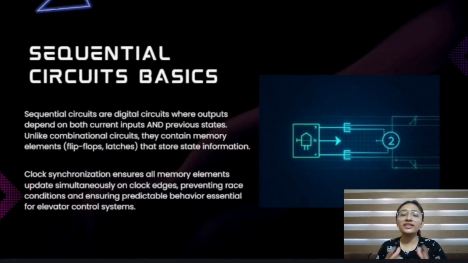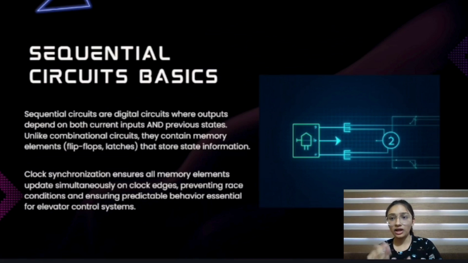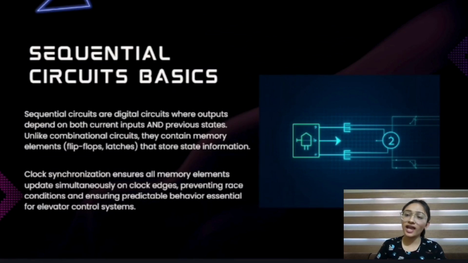Now let us see where sequential circuits are used and why they are used here. Sequential circuits are different from combinational circuits because their output depends on the current inputs and the previous state. This means that the circuit has memory. This memory is essential in an elevator system because the controller must remember the current floor, pending requests, and movement direction. Clock synchronization ensures all changes happen in an organized way, making the system predictable and safe.